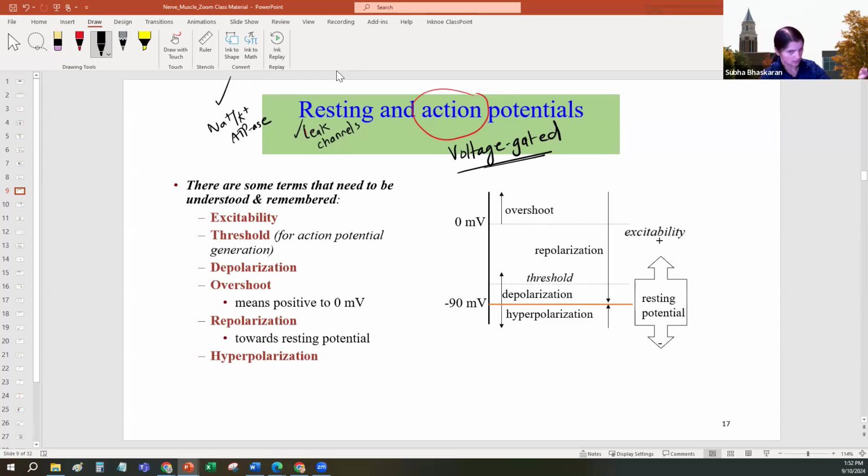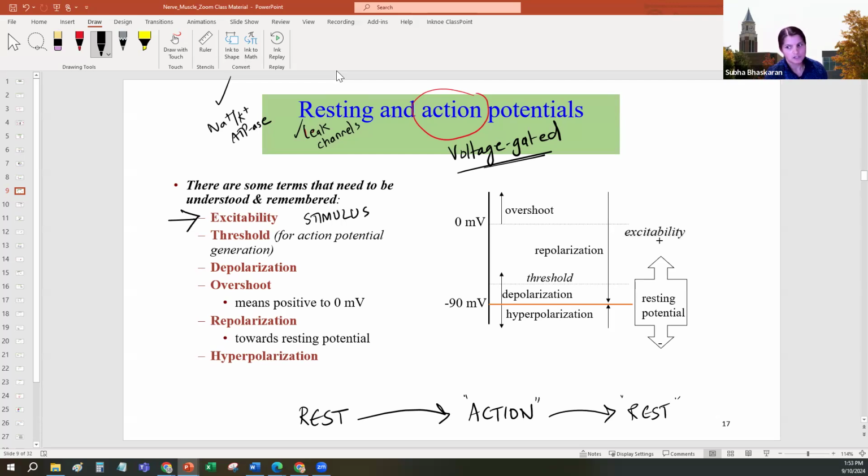Voltage gated channel, okay? So this is where you have to understand the cell is going from rest and becoming, I'm going to use the term action. It's basically excited, right? And then they have to come back to rest. Yes or no? It's a very logical concept, simple. Okay. So rest is something, the stimulus. Are you familiar with the term stimulus?